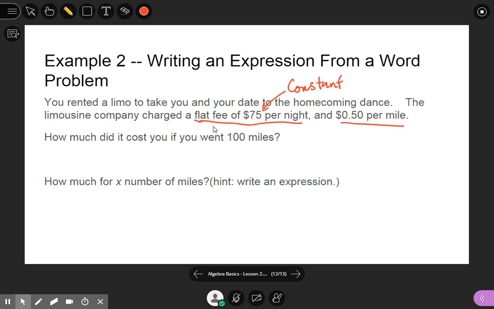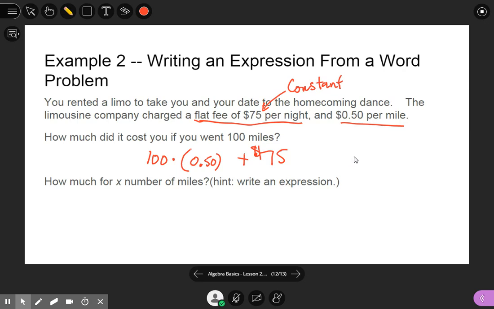How much did it cost if you did go 100 miles, though? Well, you would have to take the 100 miles and multiply it by 50 cents per mile. And then you'd have to add on the $75 flat rate charge that they would have as well. So here's an expression. We call it an expression because there are no equal signs present. And we can evaluate this, okay? If I was to evaluate this, how much would you pay total?